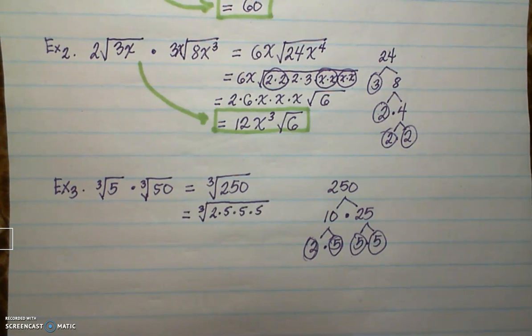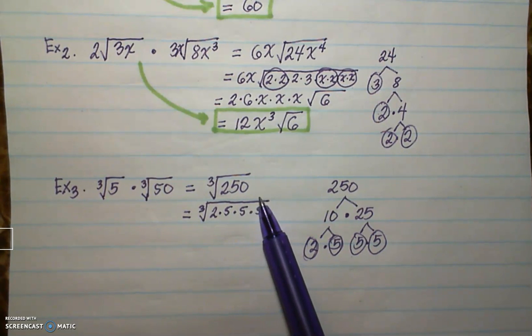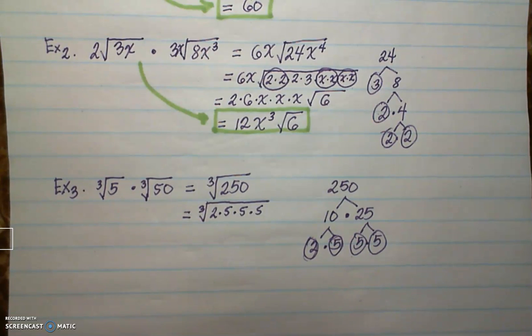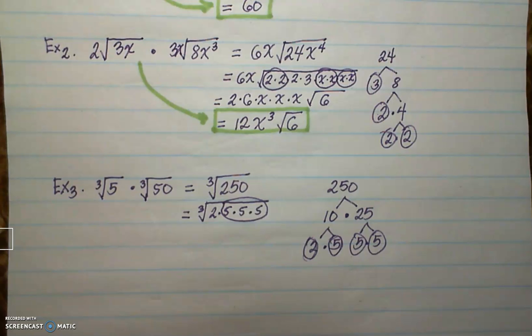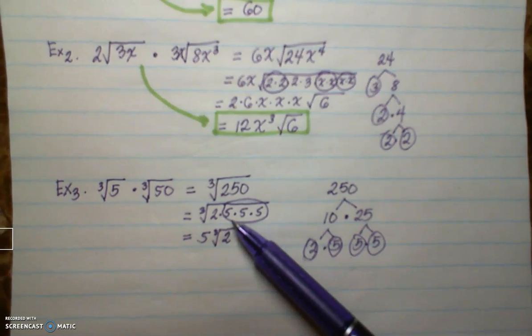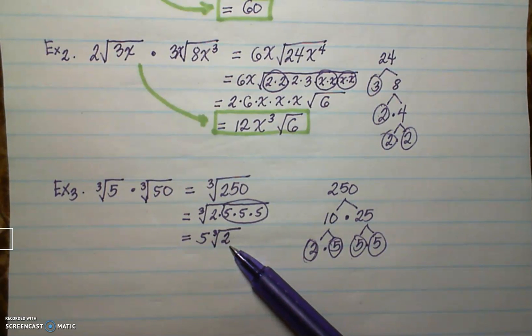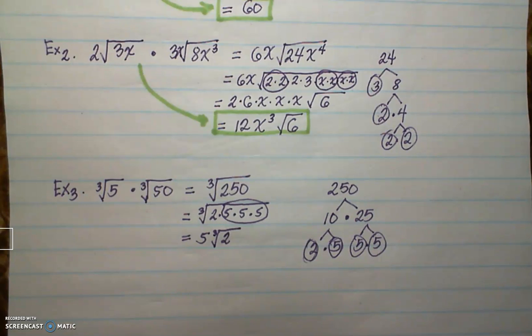Once again, because the index is 3, we're looking for groups of 3, which is a perfect cube. And so the 5 times 5 times 5 will go out of the radical sign and turn into a 5. The 2 will stay inside the radical sign because it is not a perfect cube. Therefore, your final answer here is 5 cube root of 2.